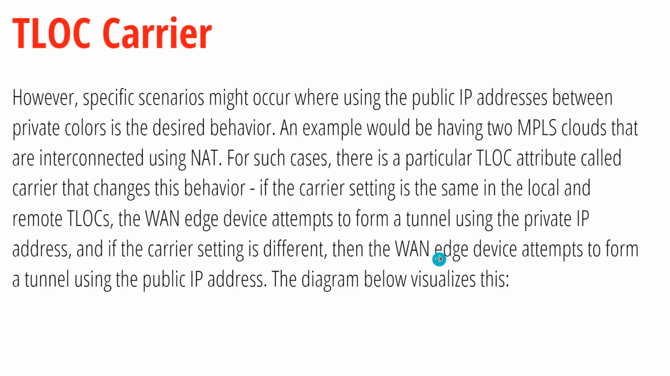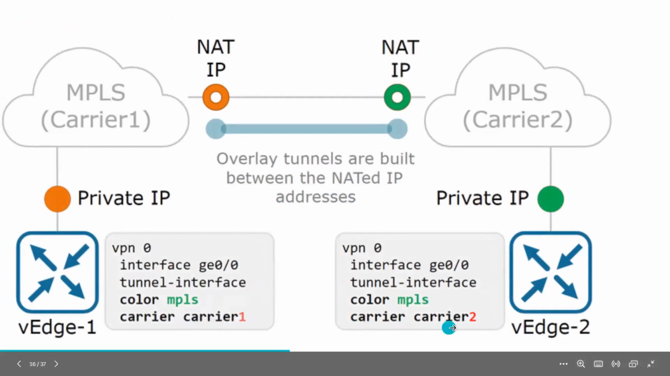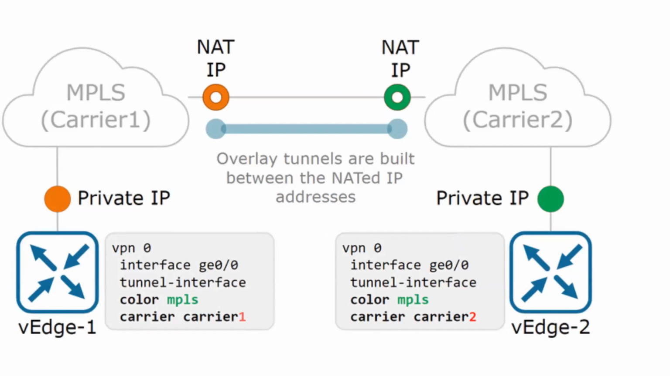If the TLOC carrier is different, the WAN edge device attempts to form the tunnel using the public IP address. So here, you see that these are two different carriers. In this case, the tunnel will form using the public address, the public IP, not the private IP.